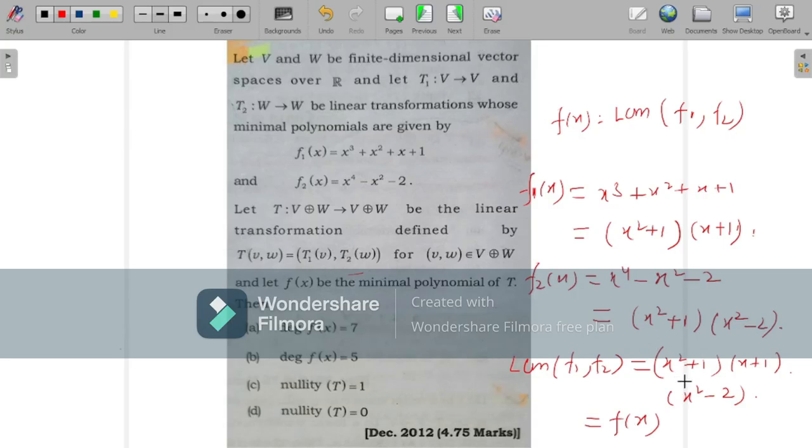So here, the degree of f of x is 2 plus 1 plus 2, which is equal to 5. So the degree of f of x is 5. So option B is true and A is wrong. Now what about the nullity of T?